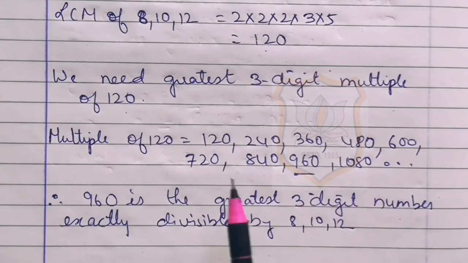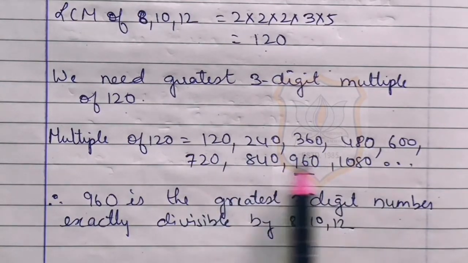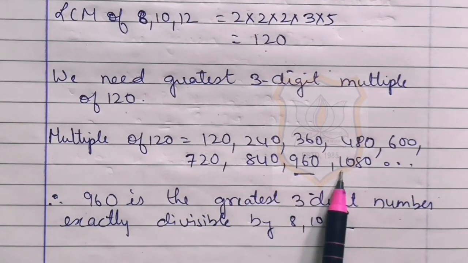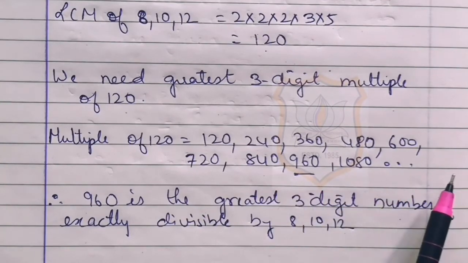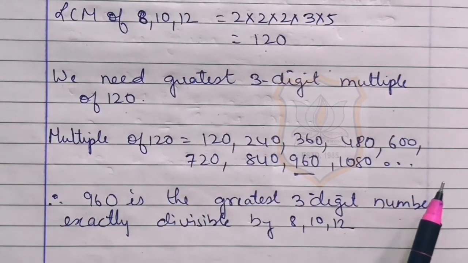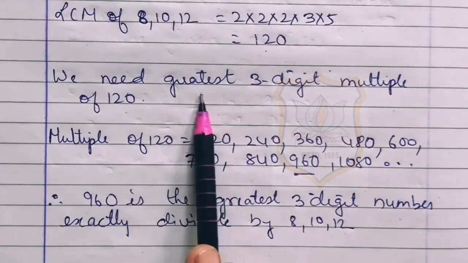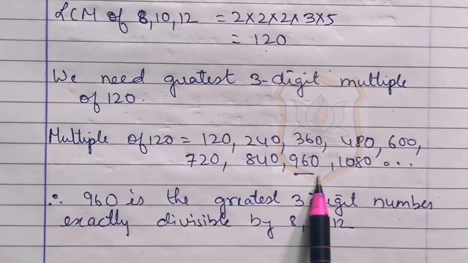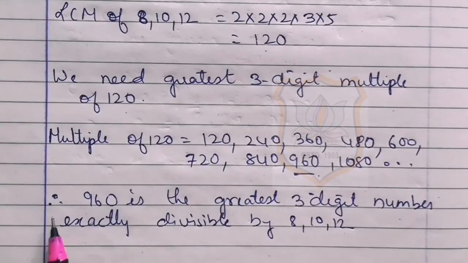Students, here you can see that these numbers are 3-digit numbers, but 1080 and the numbers which come after it will consist of 4 digits. But we need the greatest 3-digit number. So 960 is the greatest 3-digit multiple of 120. Therefore 960 is the greatest 3-digit number exactly divisible by 8, 10 and 12.